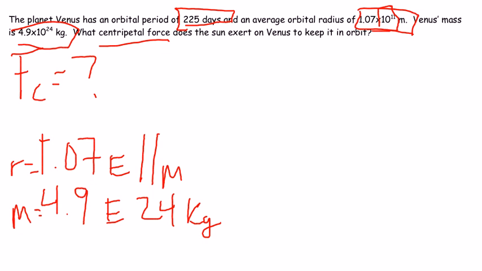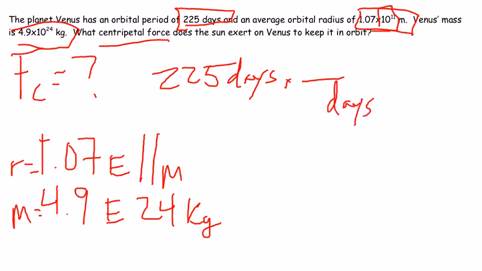So we have 225 days. And we're going to have to convert to seconds. So days are going to go on bottom. Replace days with hours. For 1 day, there are 24 hours. Then we have to go from hours. So we're going to kill hours, replace them with minutes.